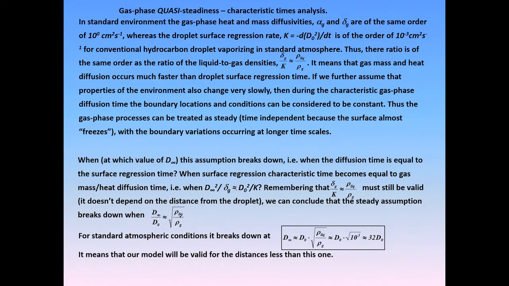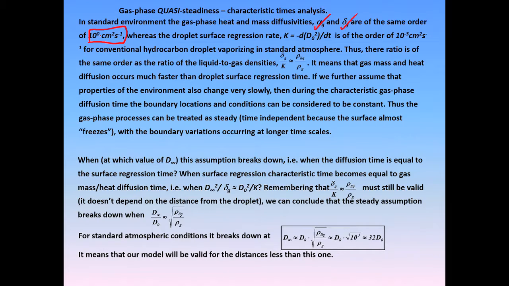Now, for the gas phase quasi steadiness, let us look at some of the characteristic time scale analysis. In a standard environment, the gas phase heat diffusivity is alpha g and the mass diffusivity is delta g. They are usually of the same order, roughly 10 to the power of 0 centimeter square per second. A typical example is a Lewis number equal to 1 situation.